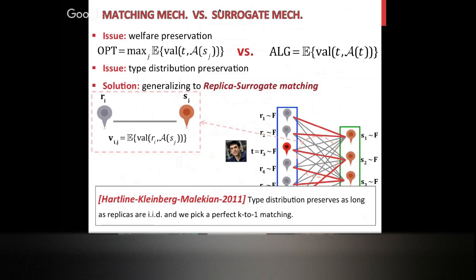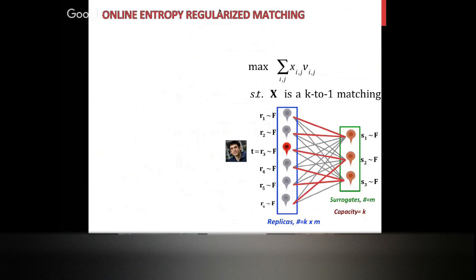These guys are IID draws. You pick some matching here. Let's say it's a perfect matching. And then this is just among them, right? So you can do the following. You can draw all the types on the left side, draw all the surrogates on the right side, pick some matching, and then say the agent is actually one of these guys uniformly at random. Then the assigned surrogate is going to be one of these guys uniformly at random, no matter what matching you pick here. Because all of them are drawn from the same distribution, you get distribution preservation. This is an easy trick.